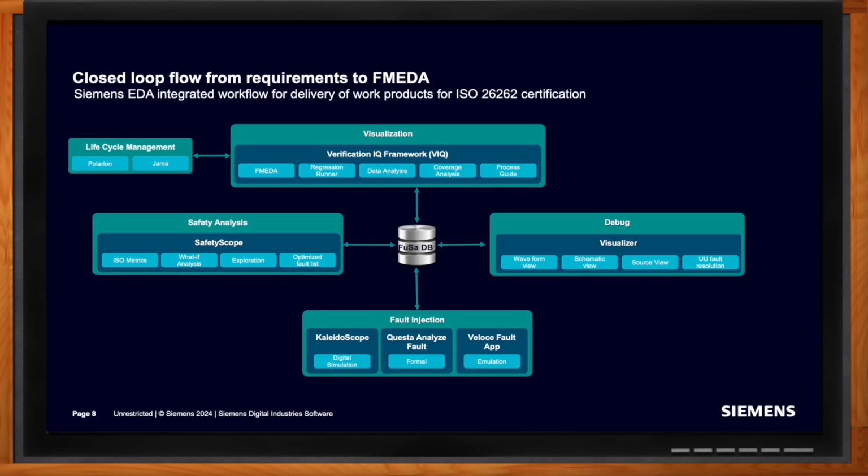Basically, you start with lifecycle management. With lifecycle management, again, our tool is Polarian. That's the Siemens application lifecycle management tool. That's where you start setting your safety goals. You start creating your FMEA. And that's kind of the beginning of the development, right? You make sure that you have a safety environment.